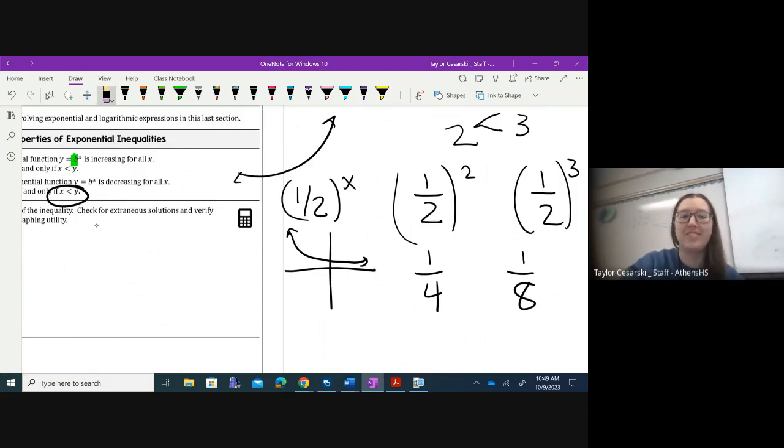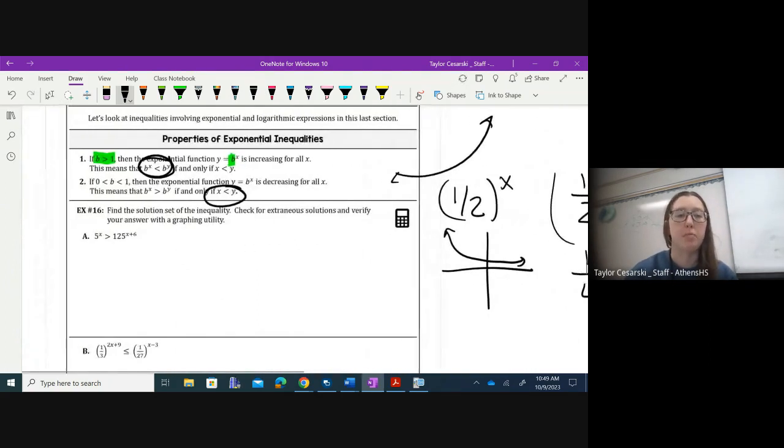Let me say that again. Even though 2 is less than 3, 1/4 is greater than 1/8. If you have 1/4 of a pizza, that's more than having 1/8, okay? So just keep those kind of properties in mind.